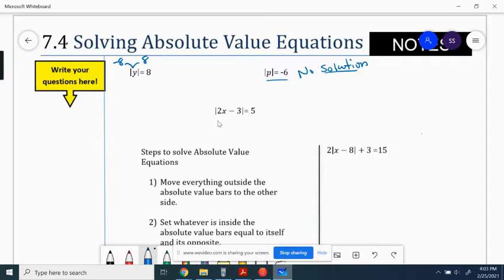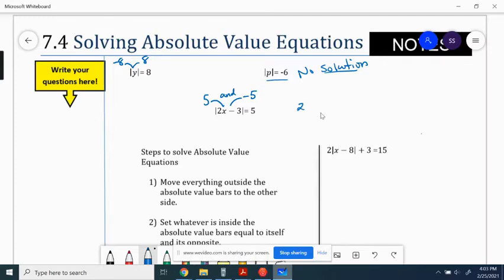All right, let's look at this next one. We have the absolute value of 2x minus 3 is equal to positive 5. First of all, let's think about what could come out of these absolute value bars and get us the answer of positive 5. We know that positive 5 and negative 5 would come out of the absolute value bars as positive. So what we do with an absolute value equation is we set up two different equations.